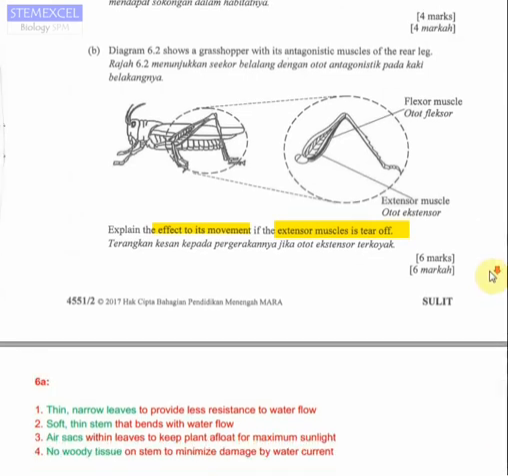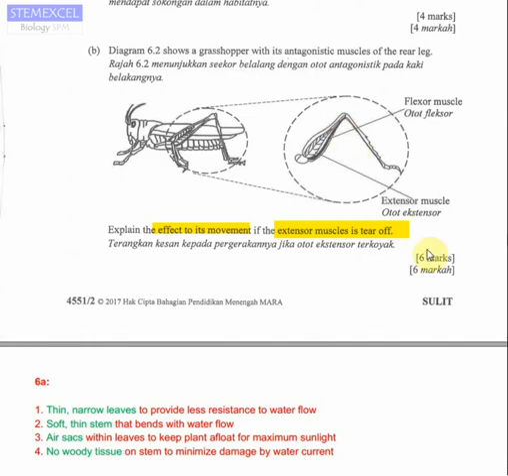The second question here shows a grasshopper with its antagonistic muscles of the rear leg. You are required to explain what the effect on the movement of this grasshopper is if the extensor muscle is torn off. This is the extensor muscle here, and this is the flexor muscle. You can imagine if this muscle is damaged, the grasshopper will not be able to contract the rear leg.